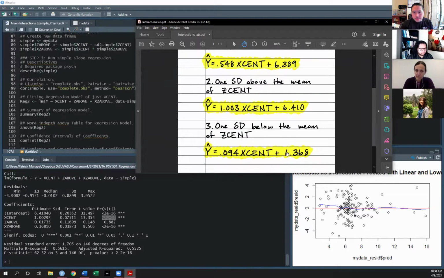So here's our simple regression equation for one standard deviation above the mean on z. Its y hat is equal to 1.003 times x-cent, and that's this coefficient here, plus the intercept, which is 6.410. And again, for one standard deviation above the mean of z, the relationship between x and y is significant. Questions about this simple regression?